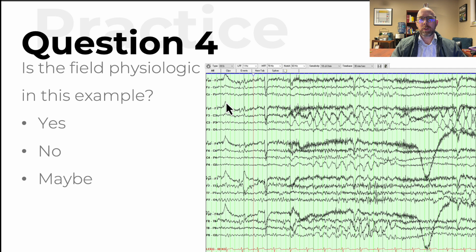All right, question 4. Is the field physiologic in this example? Yes, no, maybe. No is the correct answer, of course, because this is an artifact lecture, and you just don't see a logical spread of the field. It's very prevalent in the left central electrode and then also the right occipital. Doesn't make sense. A physiologic field should propagate through the adjacent electrodes. So that's a good way to recognize when something doesn't make sense and is probably artifactual and not physiologic.